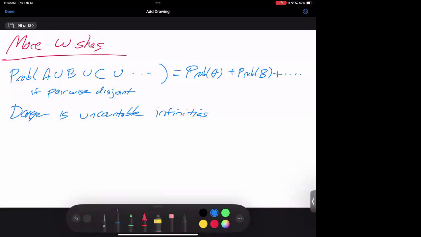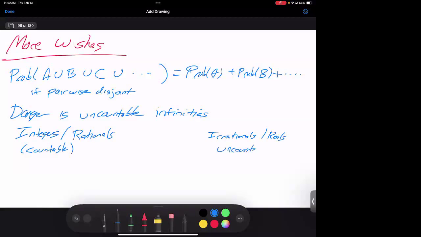How many of you have not seen countable versus uncountable sets? Okay, so it turns out that there are different levels of infinity. There are the integers and the rationals. And these are the countable infinities. It's the smallest infinity there is. Then there are the irrationals and the reals. And this is a large infinity. This is uncountable.